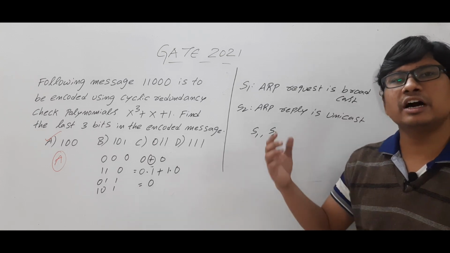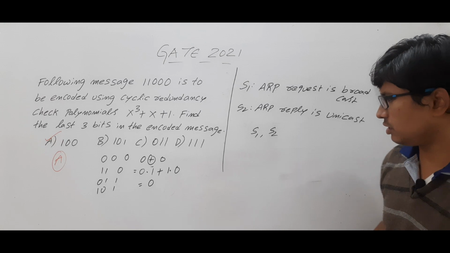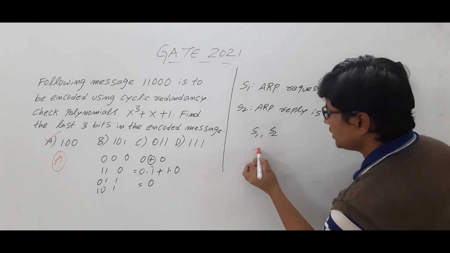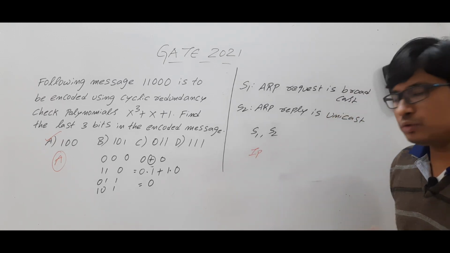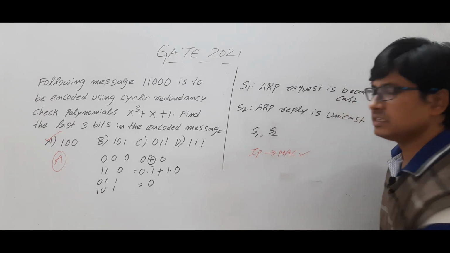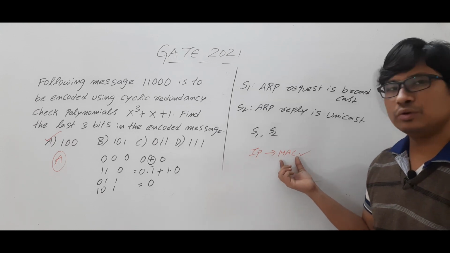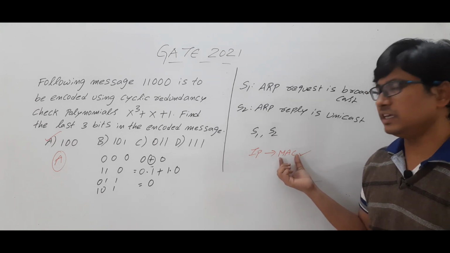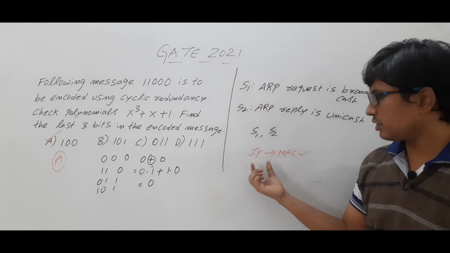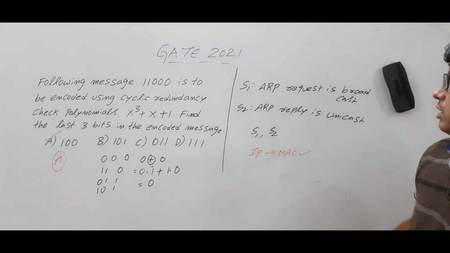You know what is ARP? Address resolution protocol. What is address resolution protocol? If you know the IP address, and you want to do the mapping of the corresponding MAC address, then we can do it. Is it clear? We know the destination IP address, but we don't know the MAC address. Then ARP protocol will be useful for us to do the mapping.